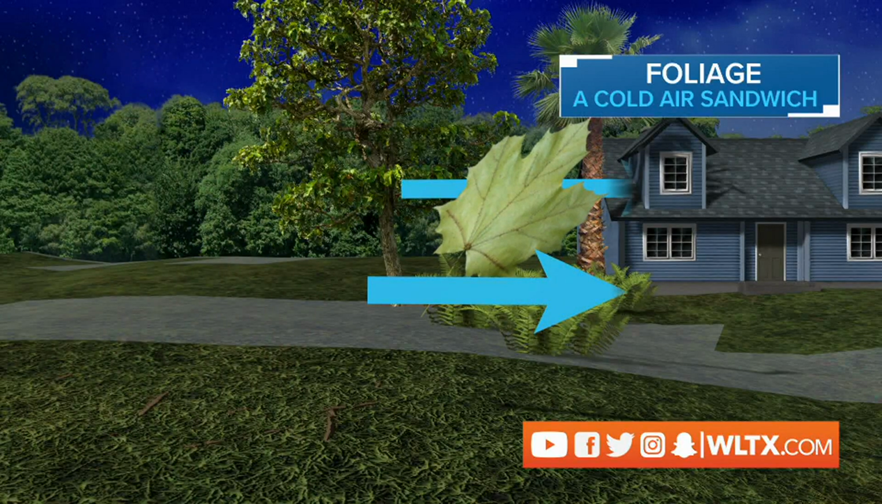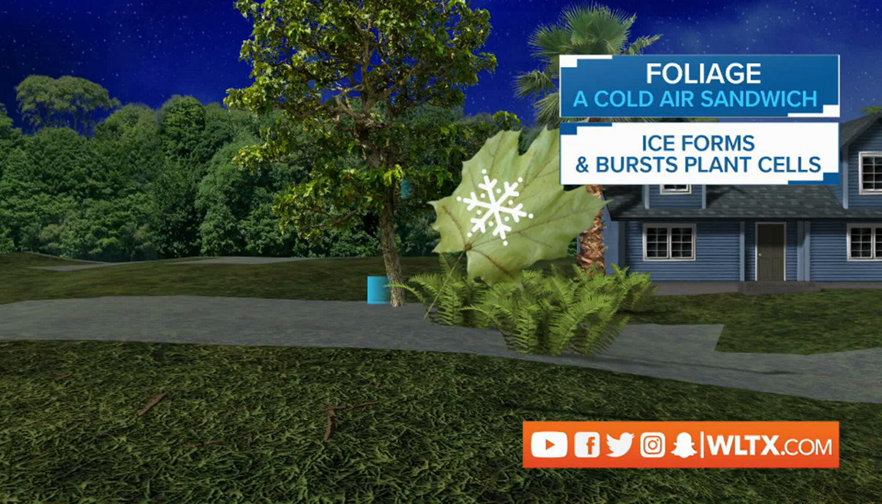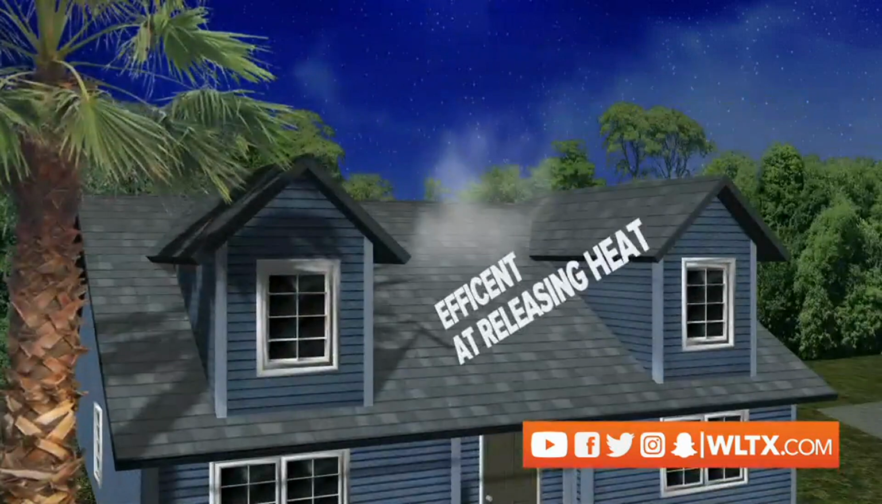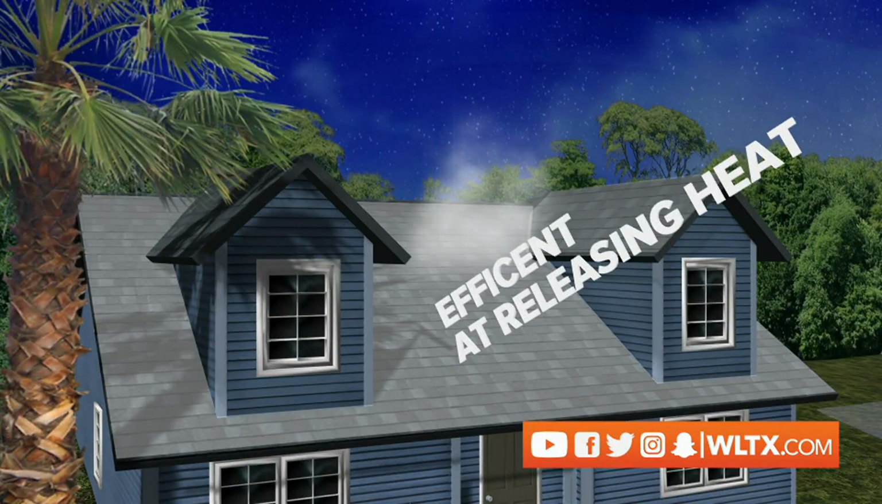Now, when it does get into the leaf, those ice crystals build and it bursts some of the plant cells. And that essentially acts like a bruise and can end the growing season for a lot of plants. But on rooftops, you'll notice a lot of frost as well. That's because roofs do a great job at releasing heat. Of course, moisture is coming from your house as well. So that's another spot where you tend to see frost.